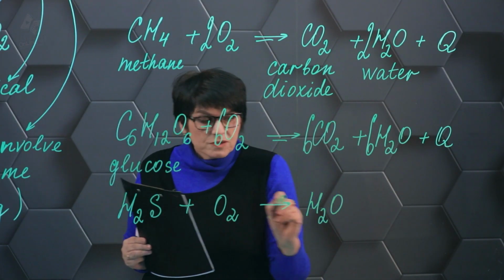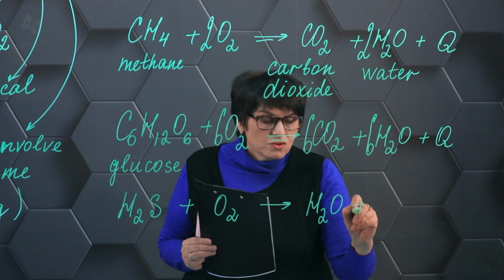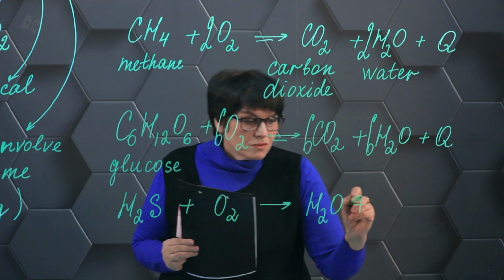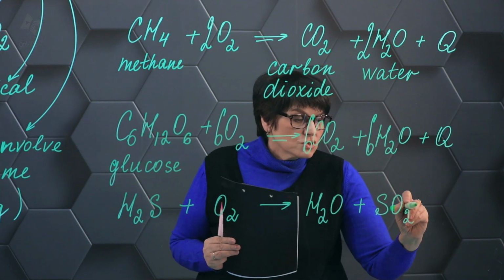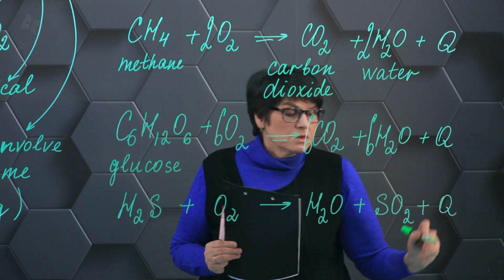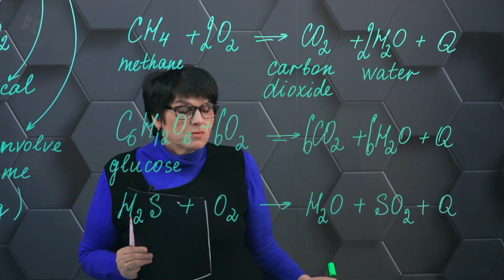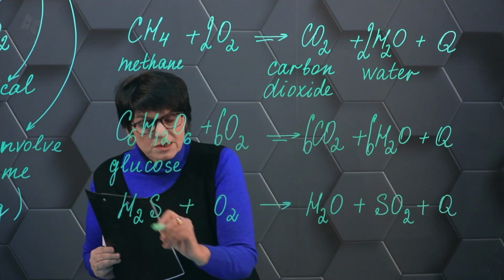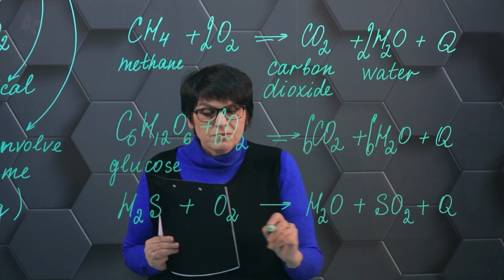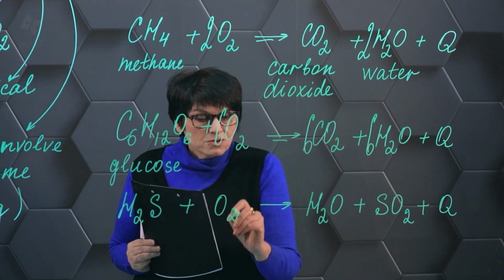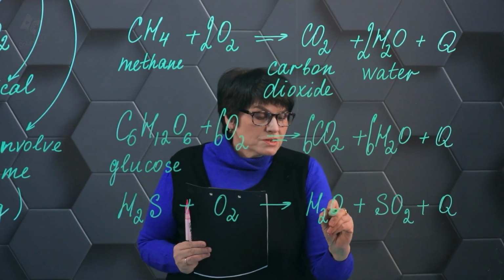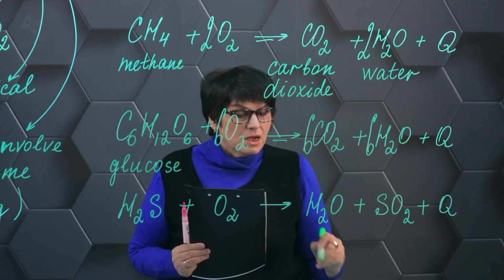That's understandable, because hydrogen with oxygen forms water, but sulfur with oxygen in this case forms sulfur oxide, SO2, and of course heat energy. We start equating. Hydrogen on the left side is 2, on the right side is 2. Sulfur on the left side is 1, on the right side is 1. Oxygen on the left side is 2, on the right side, notice, it's 3.